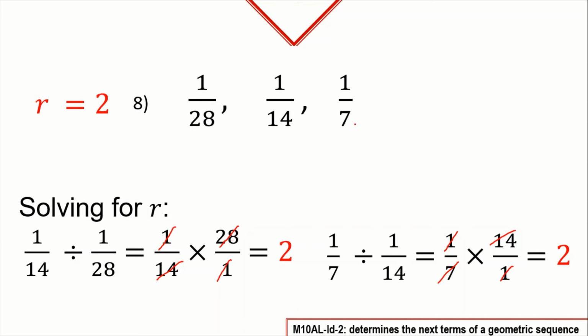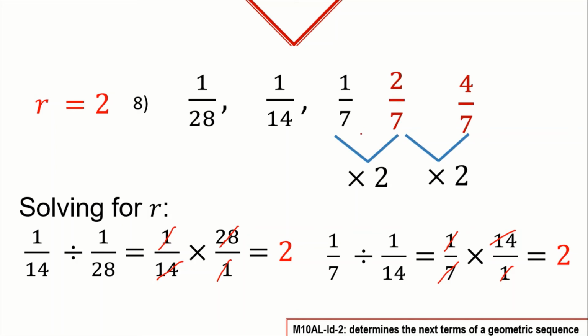So, para makuha ang kasunod kay 1 over 7, times 2 tayo. So, si 2, i-multiply lang natin kay numerator, ano? So, 1 times 2 is 2. Then, simply copy the denominator na 7. Then, 2 sevenths times common ratio na 2. So, again, 2 times 2, 4. And simply copy the denominator na 7.